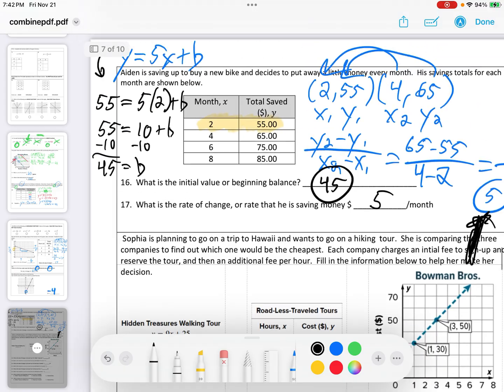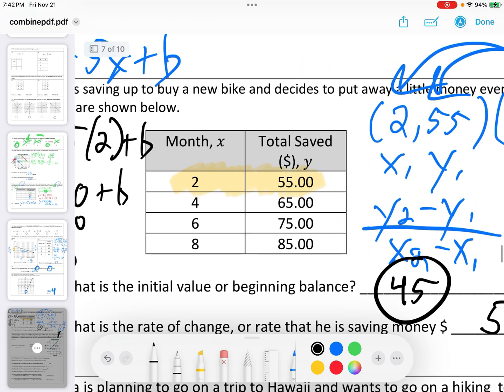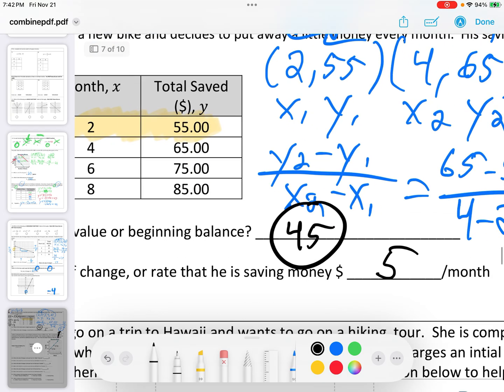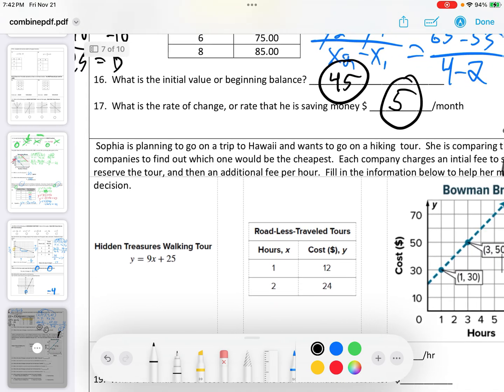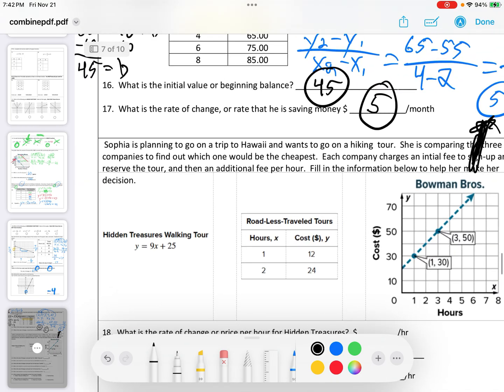Okay. But again, if you see the numbers are small in here, and you're not as tired as me, then you probably could have figured this out without all those steps. You could have said, hey, wait a second, that's $5 a month. He started with 45 bucks. Okay. Nothing wrong with that, in my opinion. I would not mark you off for not showing all of that work.